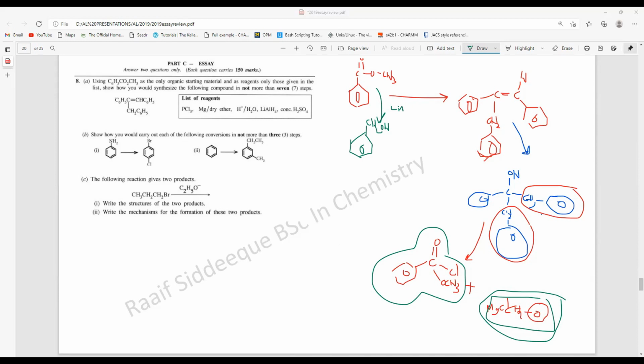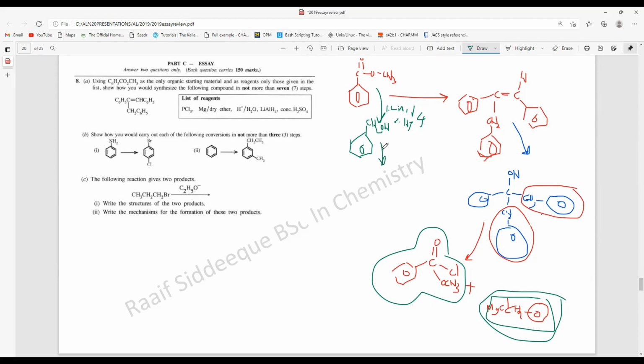When you use lithium aluminium hydride, it will be easy to go from the ester directly to the primary alcohol in one step. So you add lithium aluminium hydride first, and second you add H plus H2O, and you will have something like a benzyl alcohol, with a primary CH2OH group.